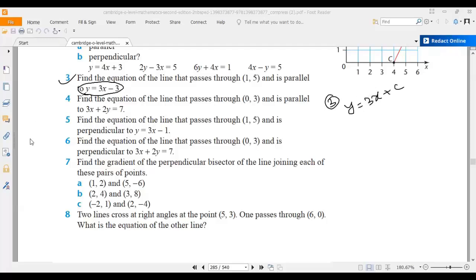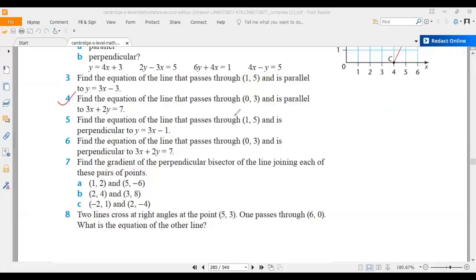And this line passes through (1, 5). If it passes through (1, 5), then this point will satisfy this equation. So instead of y, we put 5, and instead of x, we put 1: 5 equal to 3 times 1 plus c. Then what is the value of c? 5 minus 3, that will be 2. Now if we put the value of c in the main equation, the equation of the line that passes through (1, 5) and is parallel to y equal to 3x minus 3 will be y equal to 3x plus 2. Very simple. I hope you understand this one properly.